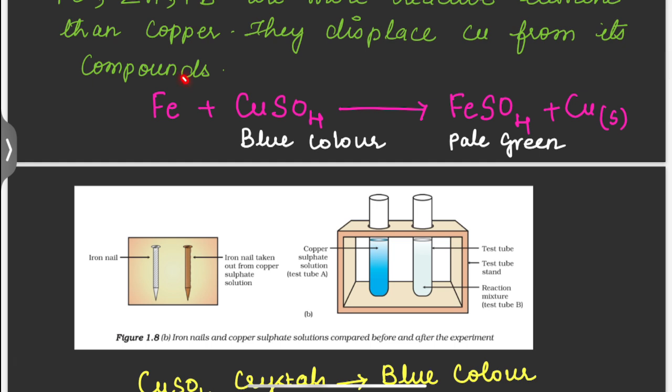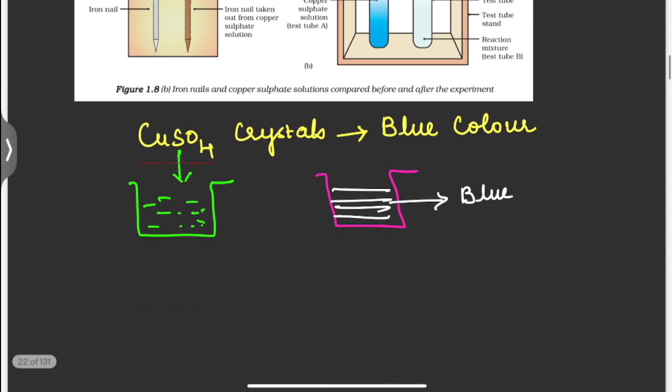You know that iron, since it is highly reactive in nature, will displace copper. Displace meaning it will remove. So it will displace copper from copper sulfate solution. As a result you can see copper is separated out as solid, and iron will combine with sulfate and iron sulfate is formed. So make a note of the color: copper sulfate is initially blue in color. After the reaction iron sulfate is formed, which is pale green in color.